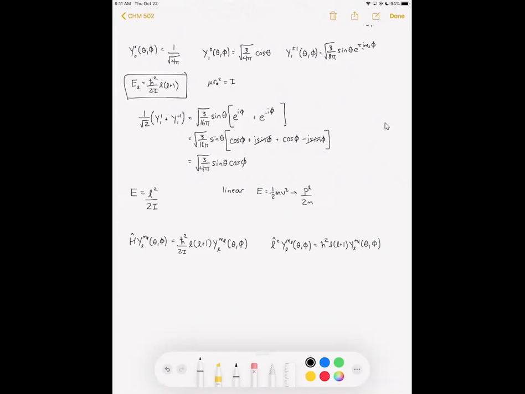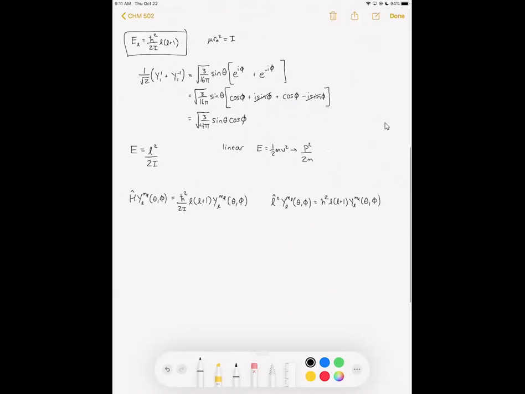So this L squared operator is going to commute with the total energy operator. When we use the L squared operator, we don't get directly our angular momentum. We actually get the square of our angular momentum, which will tell us the magnitude of our angular momentum.